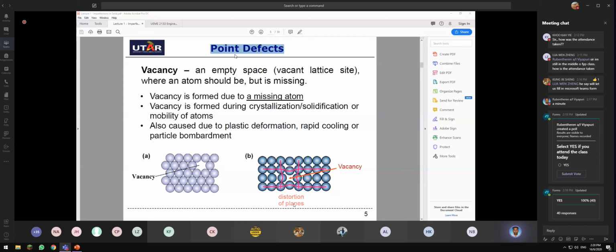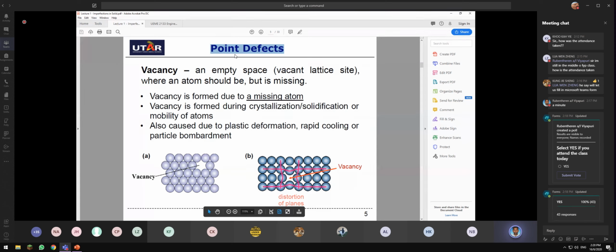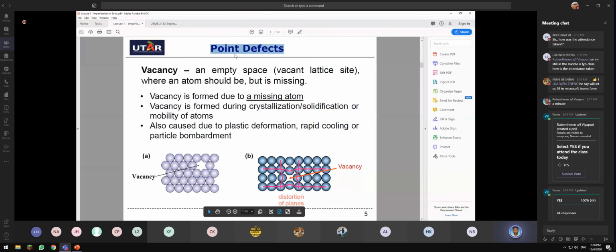Okay, now we shall continue with the lecture. I was at vacancy. So this is the definition for vacancy, where there is a missing atom. Just a quick recap, there's a missing atom in the structure of any atom. So when there's a missing atom, you will have a distortion in planes, where the atom above or adjacent to it might distort, might slip into the missing space. So that will create an imperfection in solid.